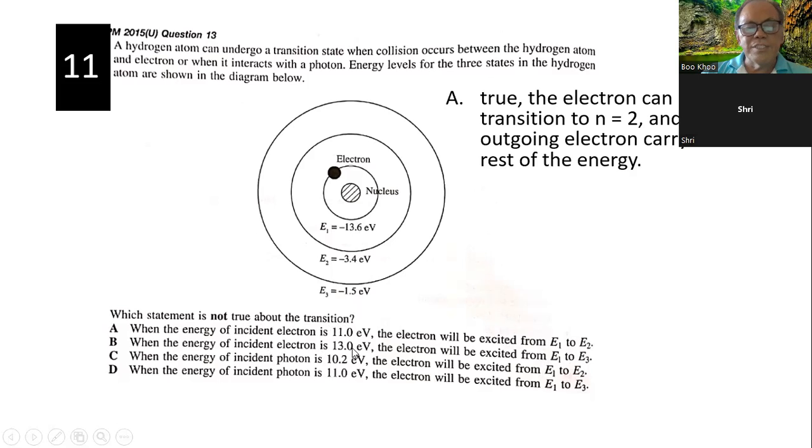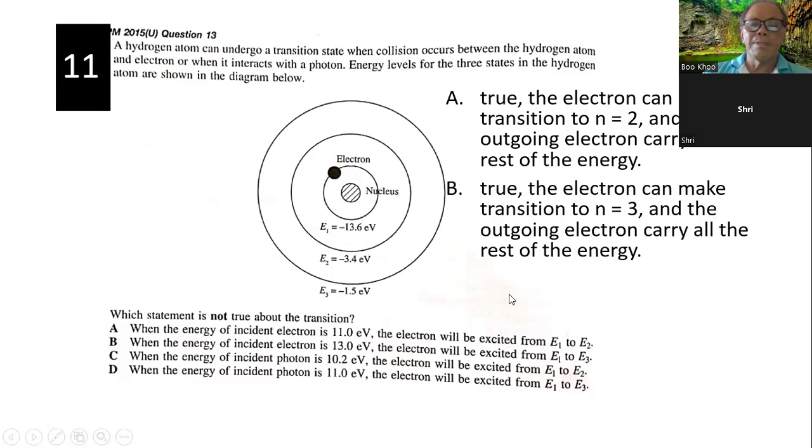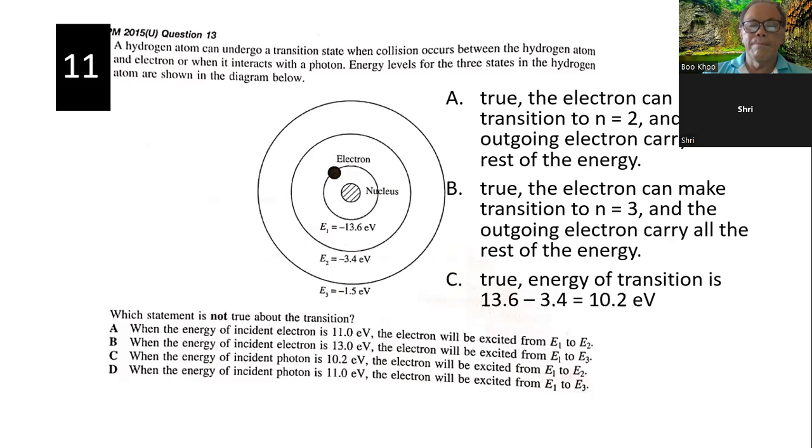The energy of the incident electron is 13.0. The electron will be excited from E1 to E3. So you subtract, you get 12.1. So it's possible the electron will give this energy to cause a transition, and then the electron will leave with the rest of the kinetic energy. Energy of incident photon is 10.2. 10.2 is just nice to go from E1 to E2.